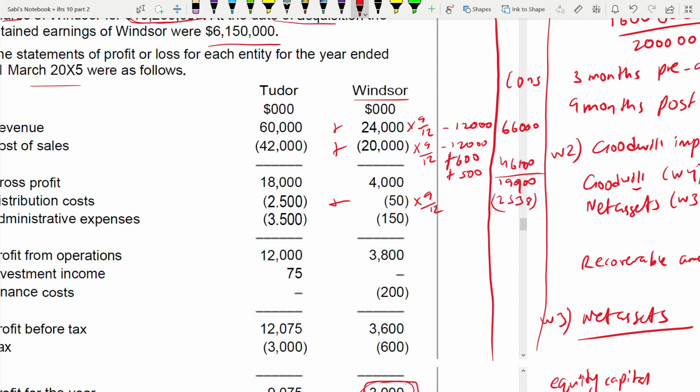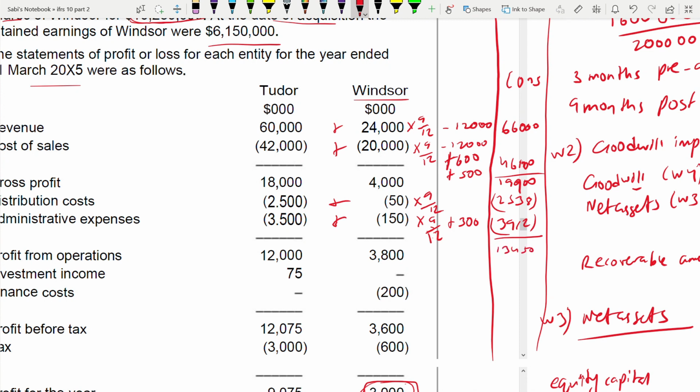You deduct. Then comes admin expenses. Admin expenses 3,500 plus 150, but 9 months of it, and plus 300. 300 is your goodwill impairment. Goodwill impairment comes under admin expenses. They have given it under some note. So 3,912. You deduct. Then profit from operation. You don't add. You get an individual figure.